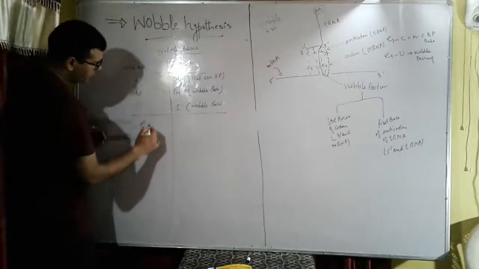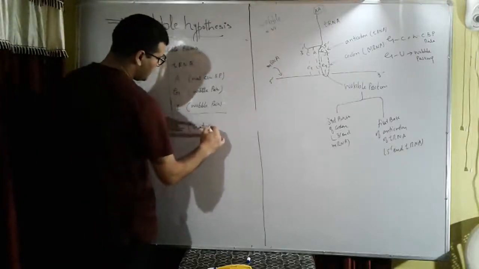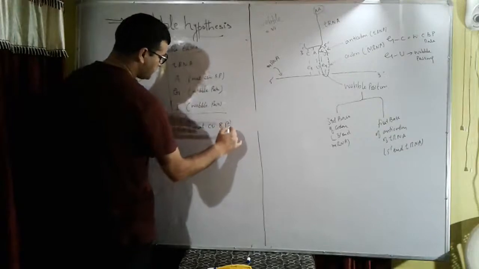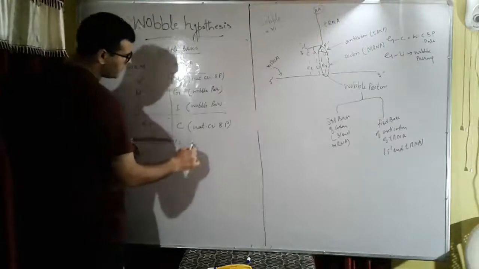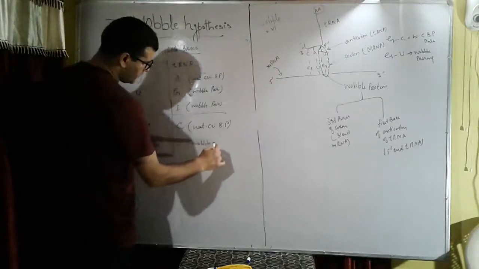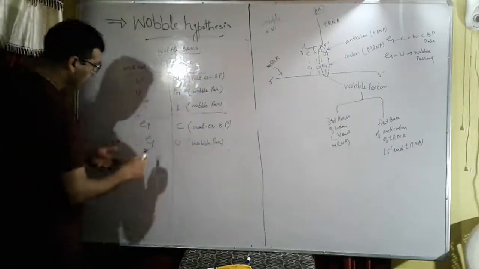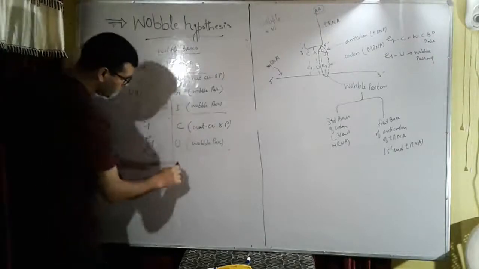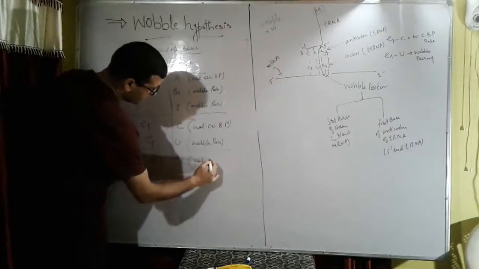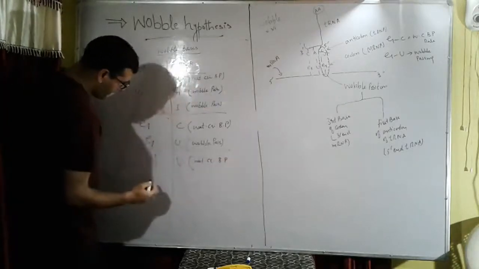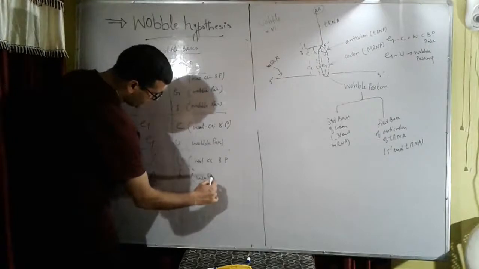Then we have guanine. Guanine pairs with cytosine, which is in accordance with Watson and Crick base pairing. But guanine can pair with uracil. This is called wobble pairing. Then we have adenine, which pairs with uracil. It is normal Watson and Crick base pairing. Adenine can pair with inosine. This is wobble pairing.